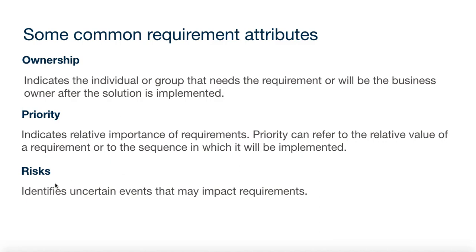The next one is risks. So you always need to mention the potential risks identified for a particular requirement. It identifies the uncertain events that may impact the requirements. Whenever there is a large number of risks associated with the requirement, teams might want to put that on hold, because they don't want to take in something with a lot of uncertainty. So it's always good to call out risks rather than hiding them, and then later the team lands in a fix and faces blockers when they are not able to move forward.